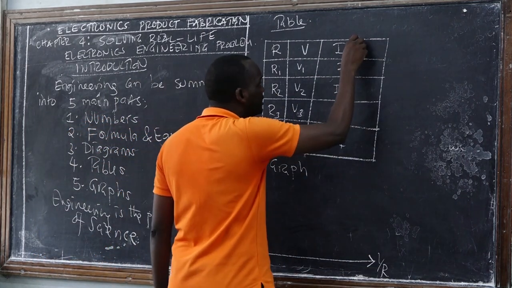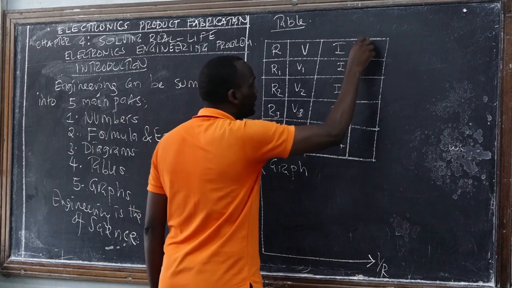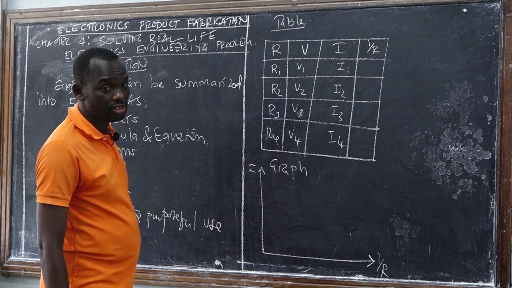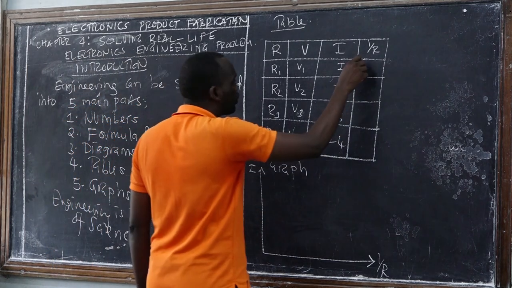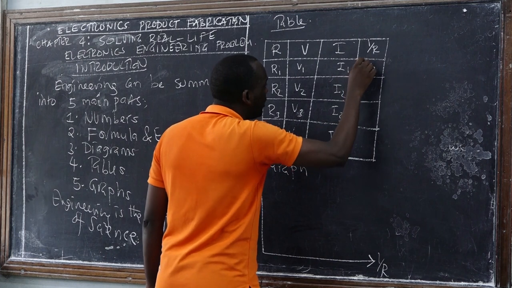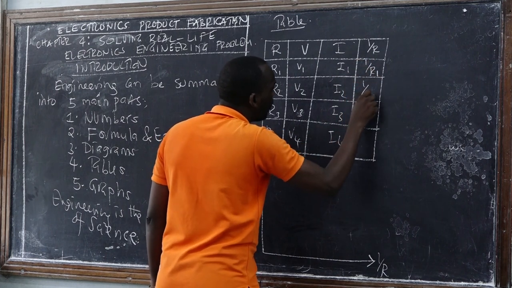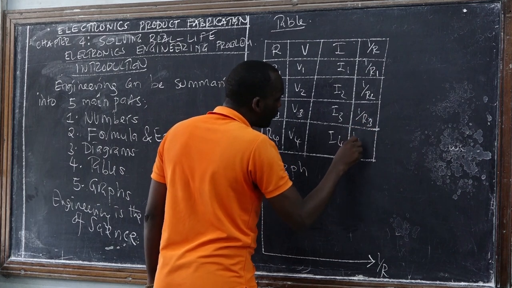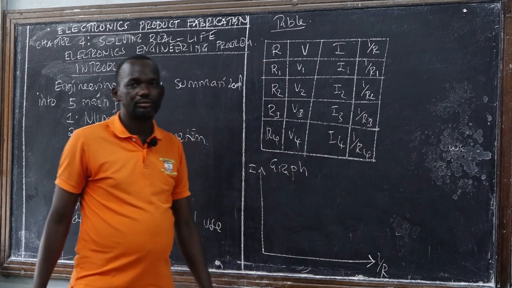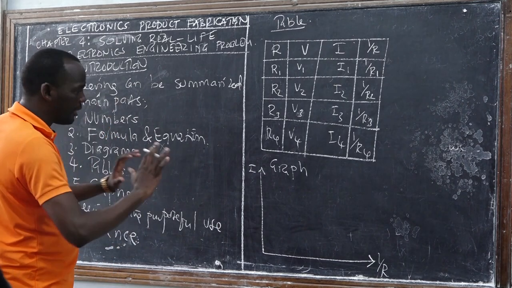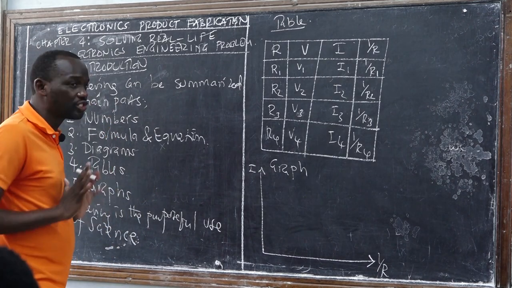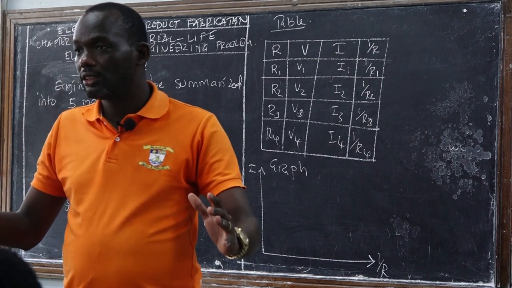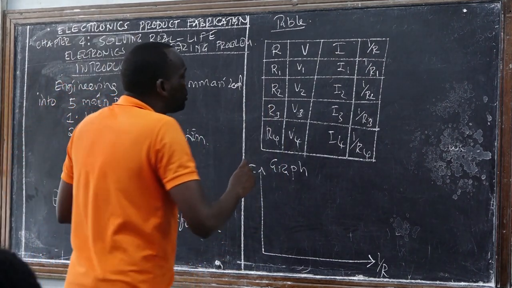So if that's the case, you might have another column here, and this column should be the reciprocal of resistance. If you compute it, you have 1 over R1, 1 over R2, 1 over R3, and 1 over R4. So when you draw the graph, because we are not asking you to sketch, there's a difference between sketch and draw. Draw, you have to use a scale. Okay? If you do remember, we used to teach you that.